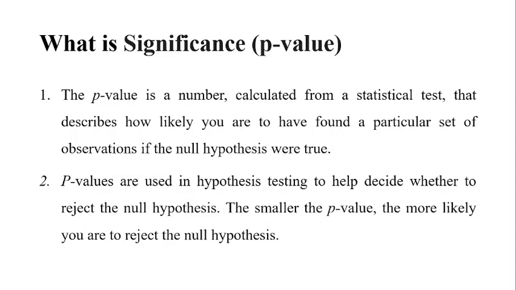So what about the significance, the p-value? The p-value is a number calculated from a statistical test that describes how likely you are to have found a particular set of observations if the null hypothesis were true. P-values are used in hypothesis testing to decide whether to reject the null hypothesis. The smaller the p-value, the more likely you are to reject the null hypothesis.